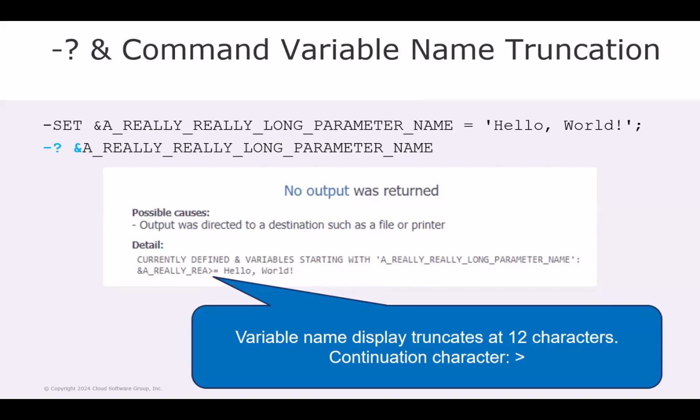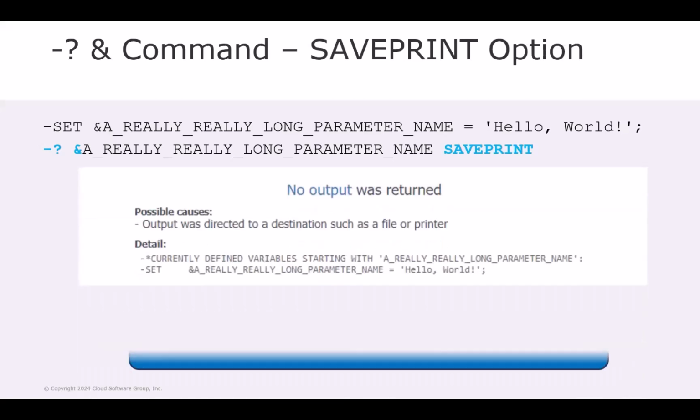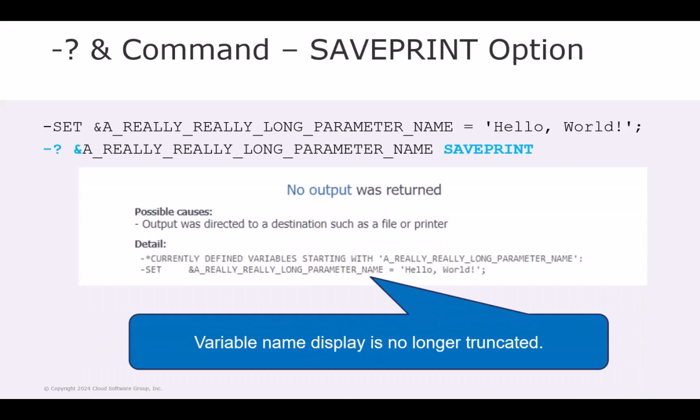Now, what if I had several & variables that had the first 12 characters the same? That's really not helpful for me. Obviously I wouldn't be talking about it if there wasn't an option, right? So you do see the continuation character, but we want to see the whole thing. Well, a very cool feature you might not be aware of is I can do a -?&, the parameter name, or just & on its own, and use the keyword SAVE PRINT. That keyword SAVE PRINT is the key, because now I can see the full parameter.